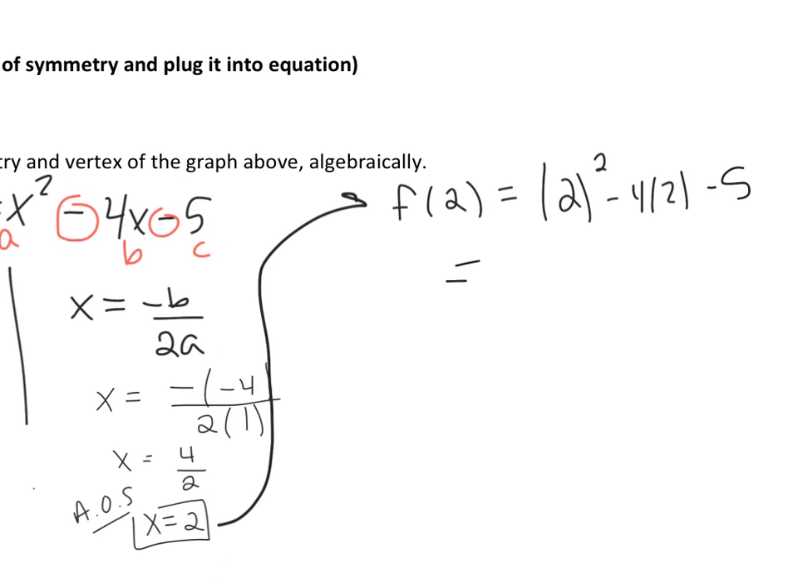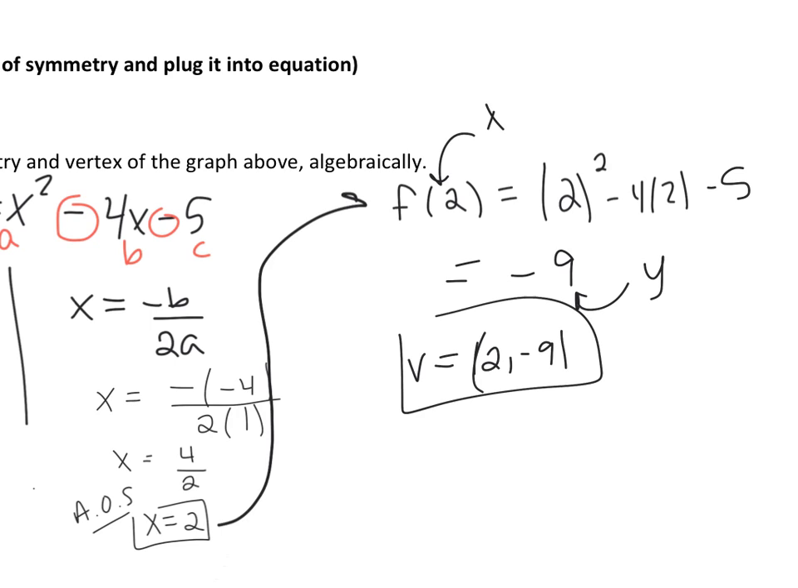You can type this all into a calculator and you are going to get negative 9. Practice safe math. Use your parentheses. But remember, this is a y value. This is an x value. Your vertex is a point, so you need to write it as a point. So my vertex is 2, negative 9. That is your final answer.